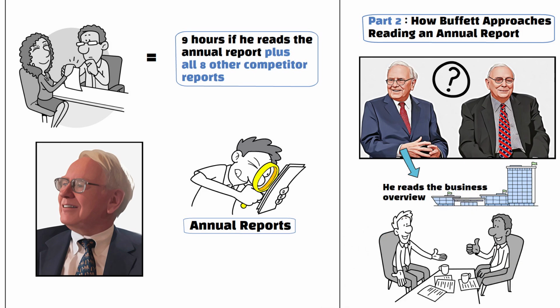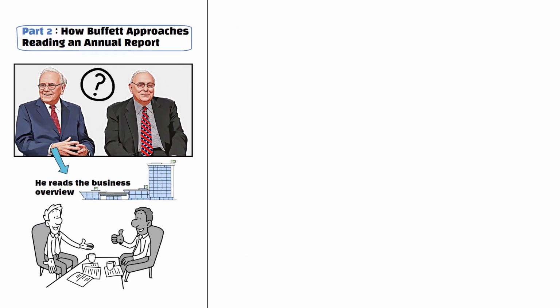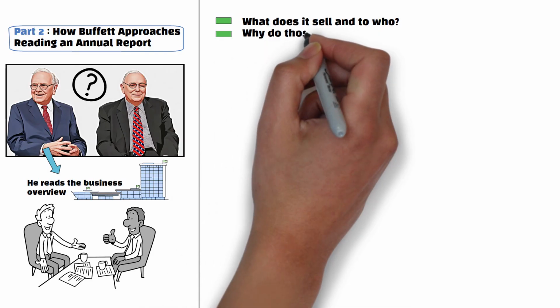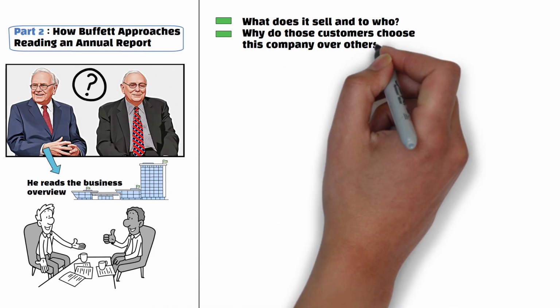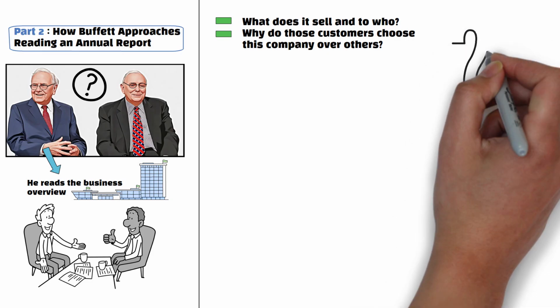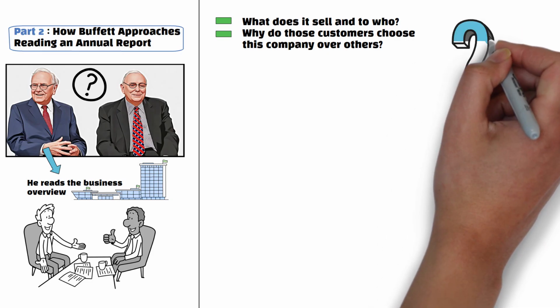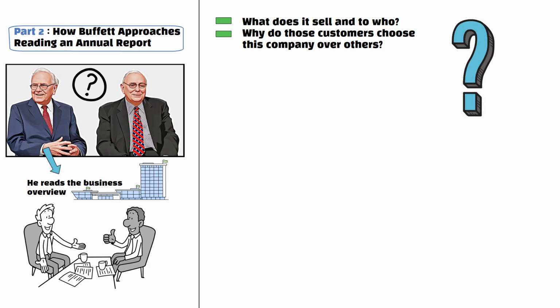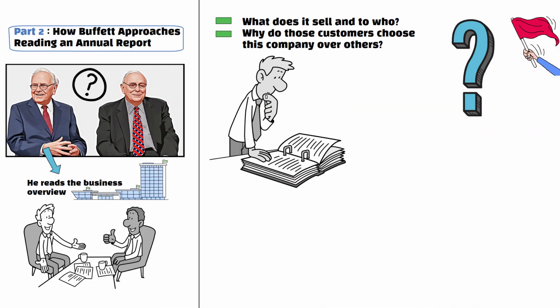Before touching the financial statements, he reads the business overview to understand what the company actually does. What does it sell and to who? Why do those customers choose this company over others? If the business model cannot be explained clearly, Buffett stops. He has long maintained that investing without understanding the business is speculation and not ownership.